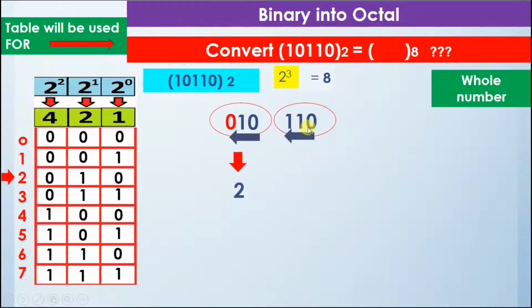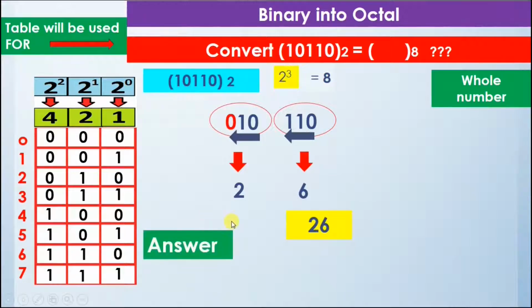Next we have the number 110. So we will find the number 110 in the table. Where is 110? Here is 110 in the table, and it is equal to which digit? That is 6. So we write 6 here. Now we combine the answer, and that makes 26 in octal. So now we can say that the whole number in binary, that is 10110, is equal to 26 in octal. So this is how we can convert a binary number into an octal number.